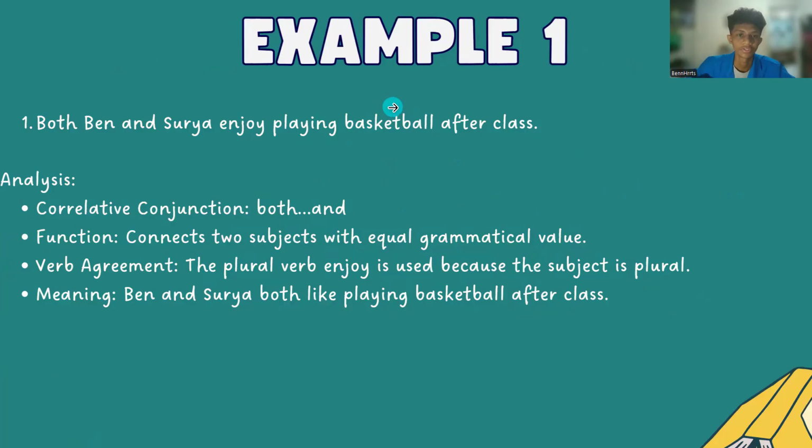This is for the example sentence. Both Ben and Surya enjoy playing basketball after class. For the analysis, correlative conjunction both and, function is connecting two subjects with equal grammatical value. Verb agreement, the plural verb enjoy is used because the subject is plural. The meaning is Ben and Surya both like playing basketball after class.